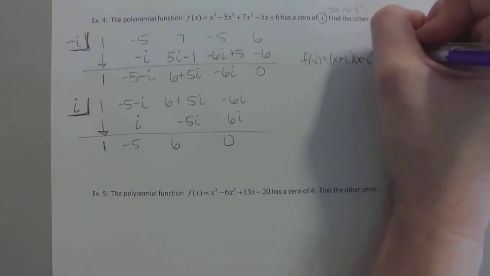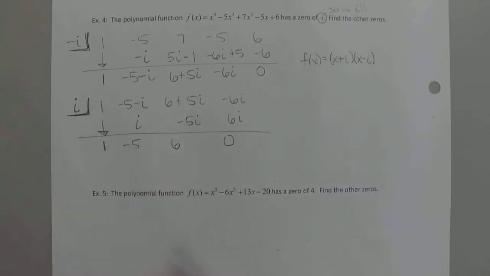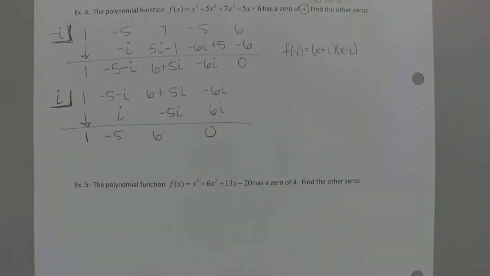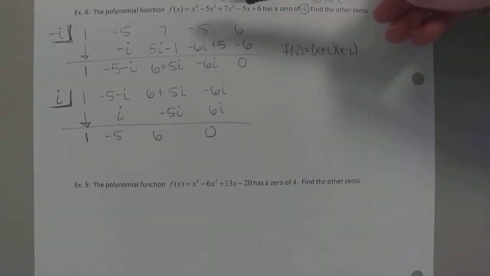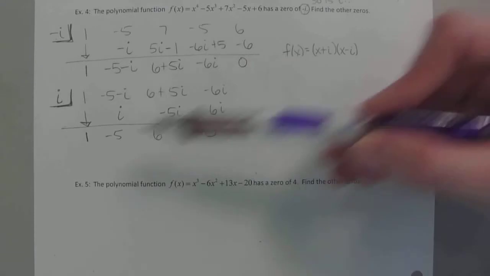Okay? So we know so far, I'm going to write it up here. I know it's kind of ugly. We know two factors already. We know that x plus i was a factor because they told us negative i was a zero. And since negative i was a zero, so was positive i. So what's another factor? x minus i. And what did we come up with, guys? We just came up with a new quadratic, okay?